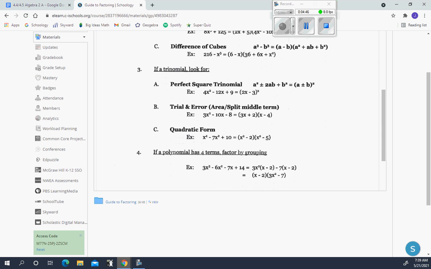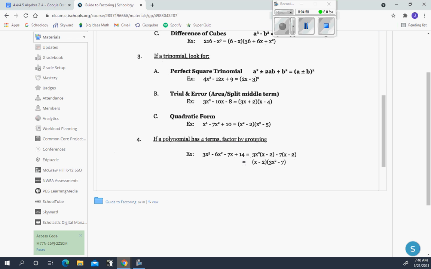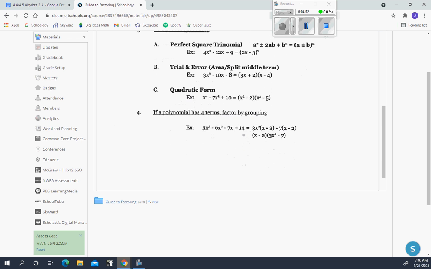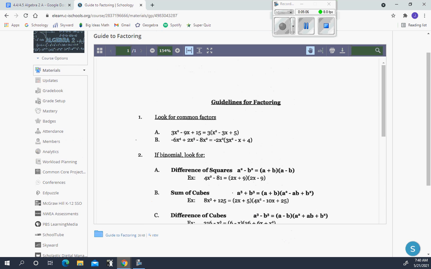Trinomial, we'll talk about it in a second. And then grouping. Four terms, factored by grouping. I'll show an example on that as well. Whenever you see four terms, we're thinking grouping. But always, always start by looking for common factors.